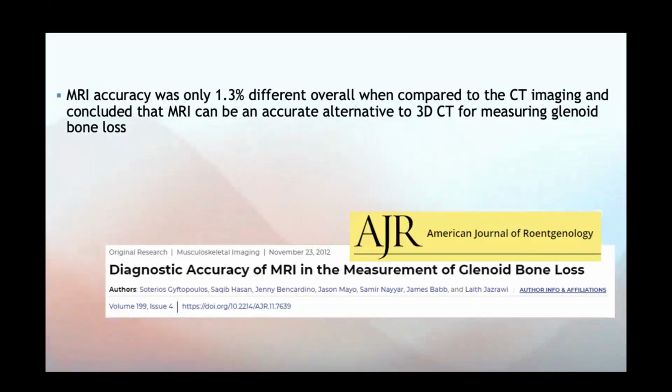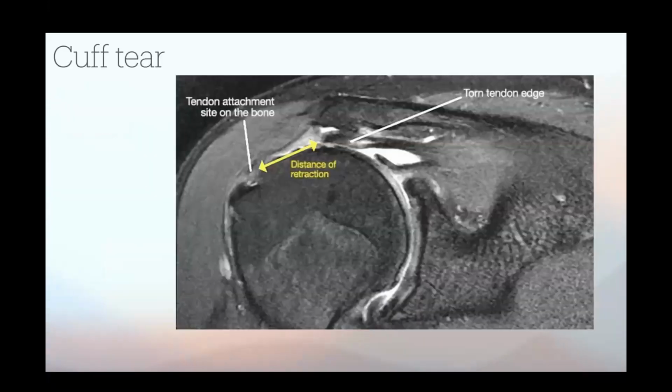A study showed that MRI accuracy was only 1.3% different overall when compared to CT images, and concluded that MRI can be an accurate alternative to 3D CT imaging for measuring glenoid bone loss as well. So the only difference in accuracy is around 1 to 2%. That is why some of the newer surgeons tend to do an MRI and calculate bone loss on MRI instead of doing a CT scan. But again, to be more accurate, CT scan is the preferred method.